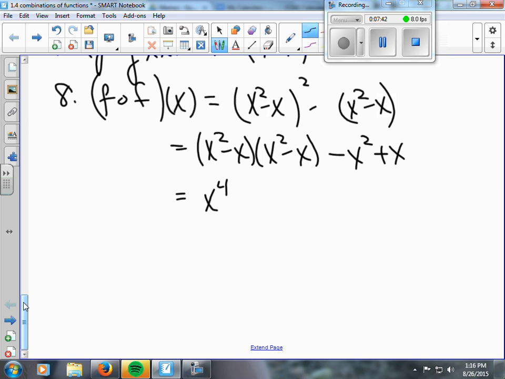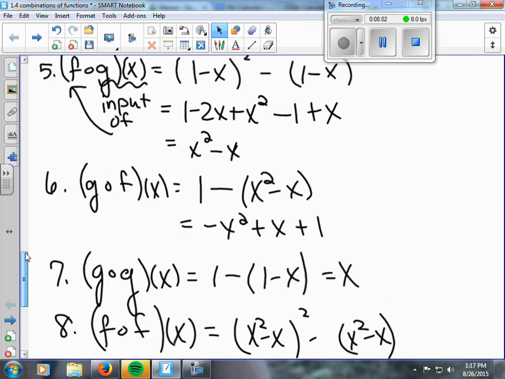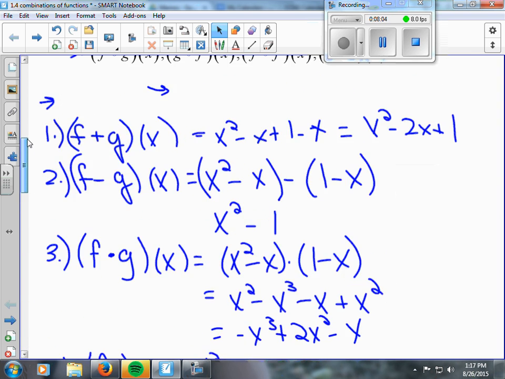This is going to be x to the 4th, and then I'll have x cubed 2 times, one from the outside and one from the inside. So that's a 2x cubed plus x squared. And so this simplifies to x to the 4th minus 2x cubed plus x. The x squared is canceled. All right. All possible ways of combining those two functions is what we just did.